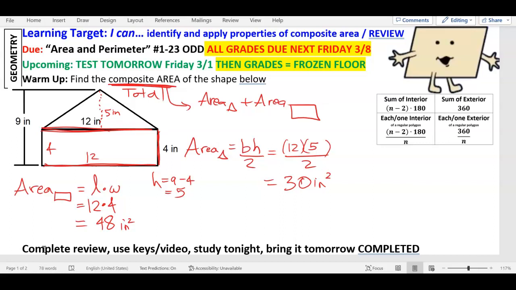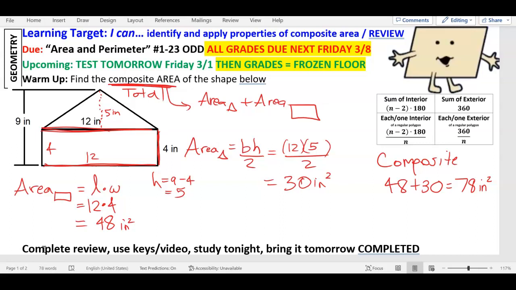Okay, cool. So what do we get? Composite, 48 plus 30 is what? Close. 78 inches squared. Okay? I'm showing you this. We didn't get to spend a whole day on this, but I think you can find areas and add them.